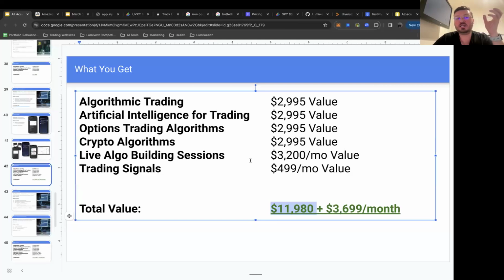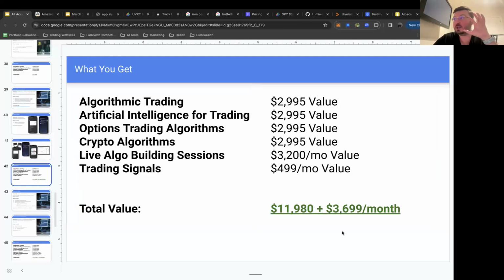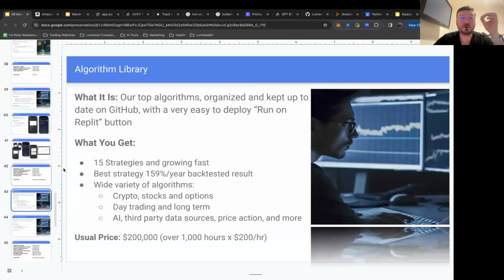for all those courses. And then if you want to get the live algo building sessions and trading signals from other places, you'd probably end up paying about $3,700 a month for that, right? So that's so far the types of value that you're going to get. But then you're also going to get something that's extremely valuable, which is our algorithm library.